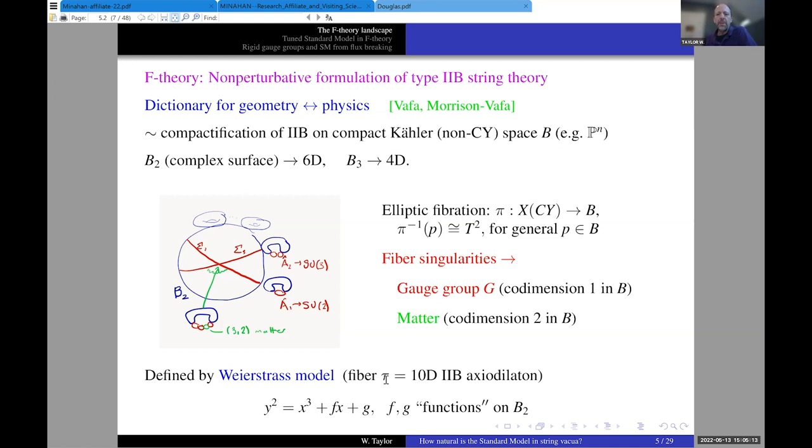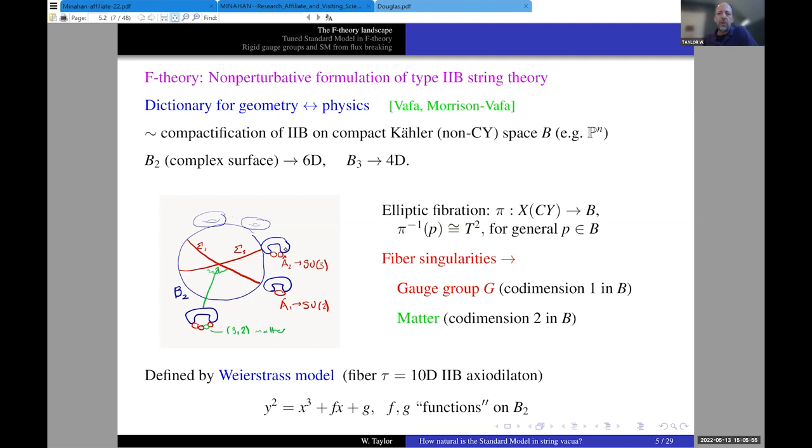And this fiber, this elliptic curve, basically a copy of T2 at each point in the base space B, degenerates at certain loci. It needs to degenerate at certain loci if the space is not Calabi-Yau, because we want to find supersymmetric solutions and solutions that solve the gravitational equation. So to solve the gravity equations, we need sources for the axiodilaton. In the type 2B language, these are seven-branes, D7-branes and more general PQ 7-branes.